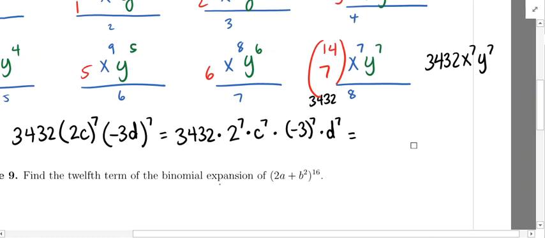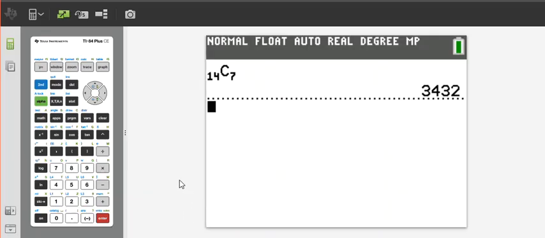So I'm going to go to my calculator. I'm going to do 3,432 times 2 to the 7th times negative 3 to the 7th and see what I get. So it's going to be 3,432 times 2 to the 7th, times, be careful here, you've got to raise the negative to the 7th power as well. So make sure you're telling the calculator to do that.